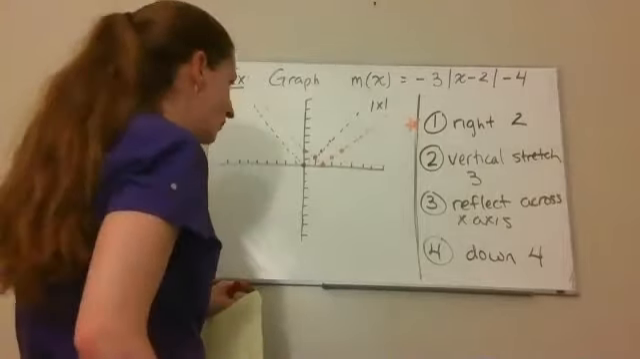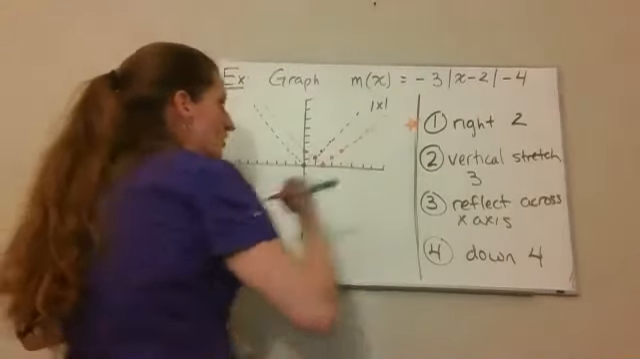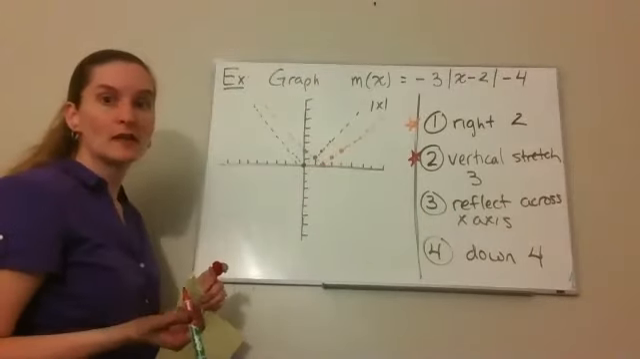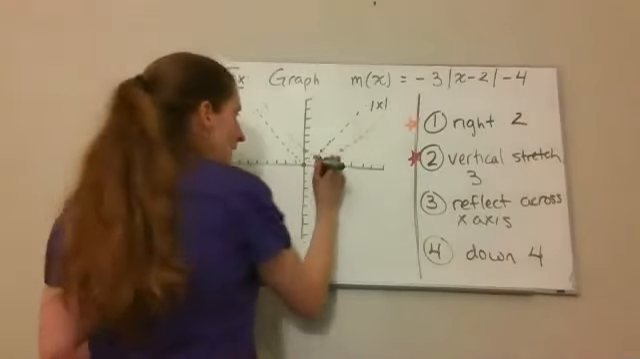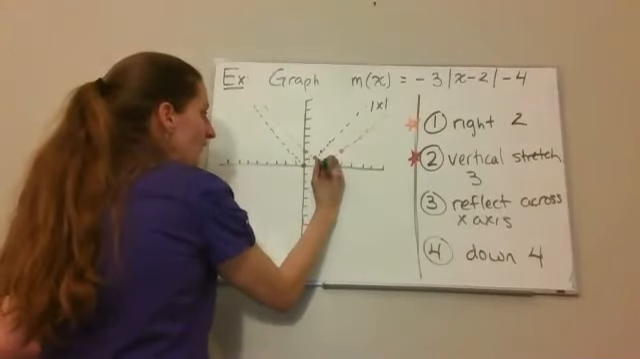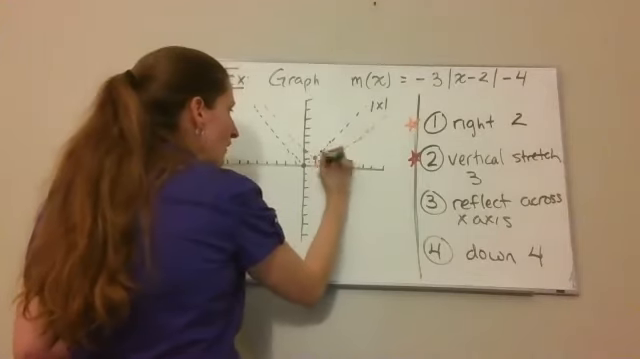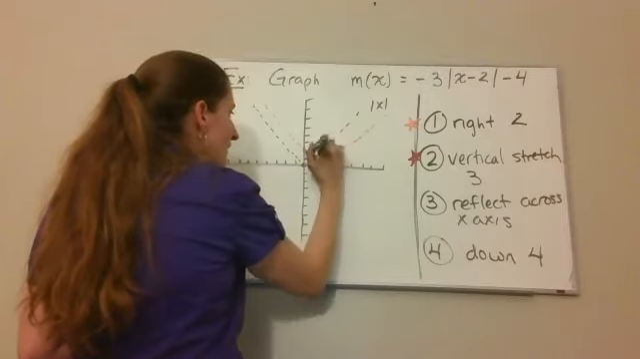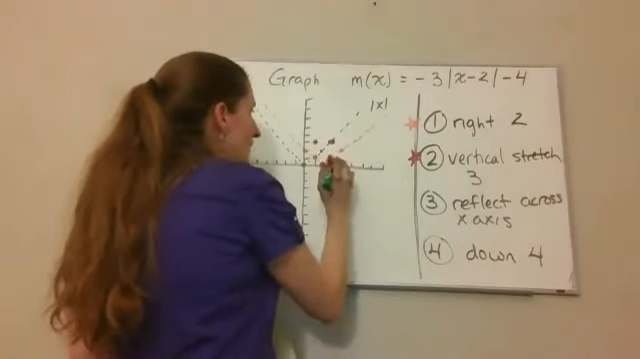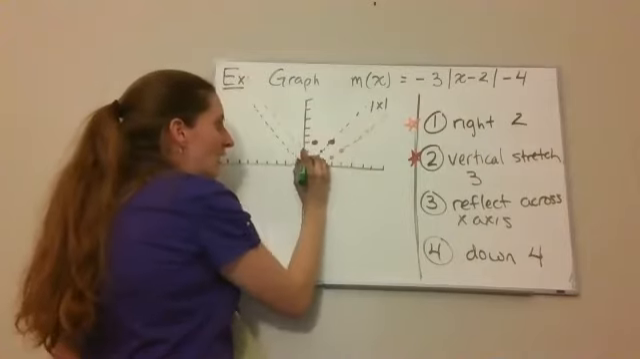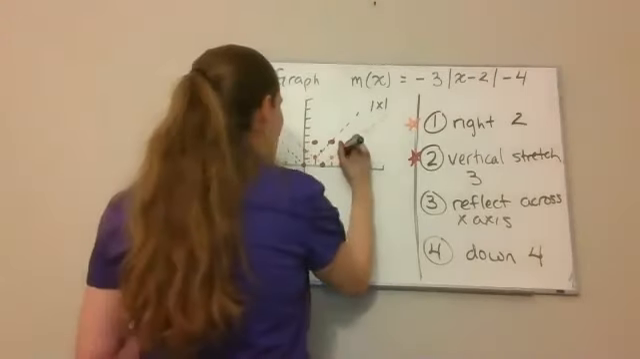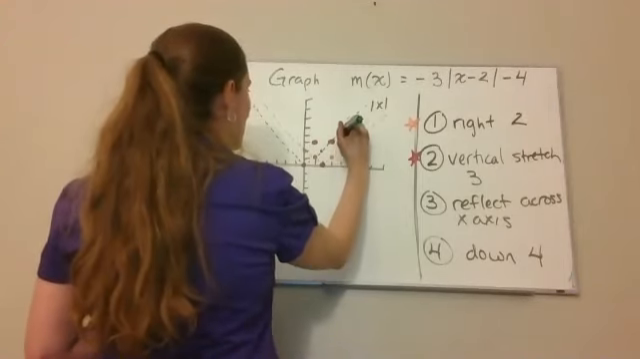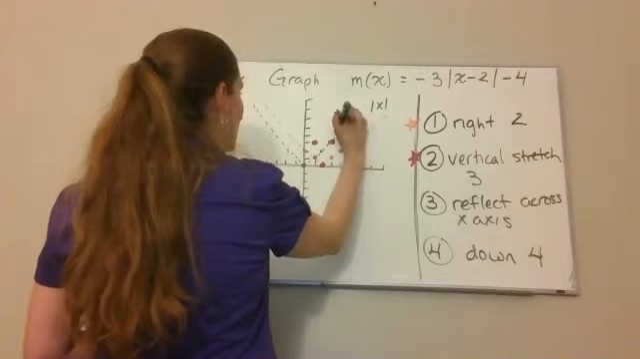From there, we're going to do a vertical stretch by a factor of 3. That means I have to take my y coordinates and multiply them by 3. This guy has a y coordinate of 0, so it stays there. These two have a y coordinate of 1, so they get moved up to 3. And my other 2 points that I'm tracking have a y coordinate of 2, so they're going to move all the way up to 6. 4, 5, and 6.